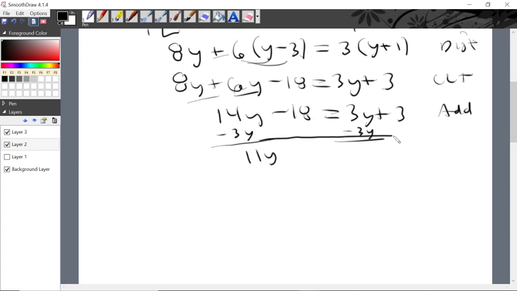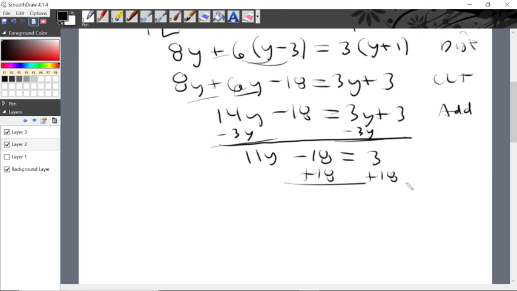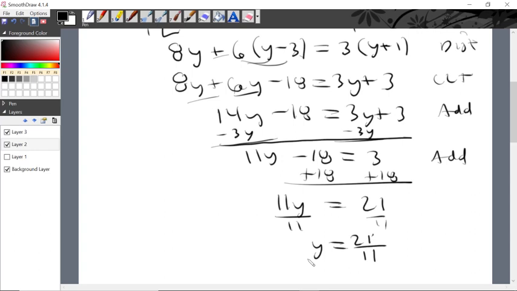I'll do a long line here for that. 11y minus 18 is equal to 3. Let's say I add 18 to both sides. We get 11y is equal to 21. Another instance of the addition property of equality there. Divide both sides by 11. So we get y is equal to 21 over 11. We know we can check the answer by plugging it back into the original equation, for example.